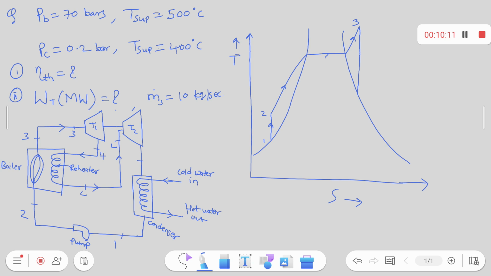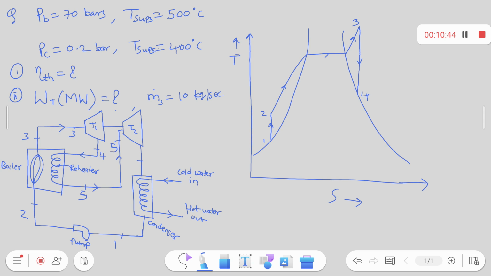3 to 4, vertical downward, right? Then 4 to 5 is what? Reheating. This is T superheated at point 3, and this is T superheated at point 5.